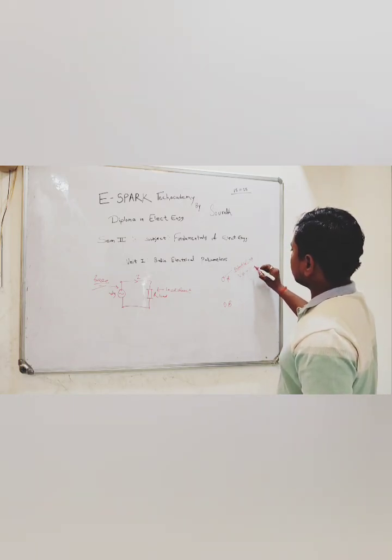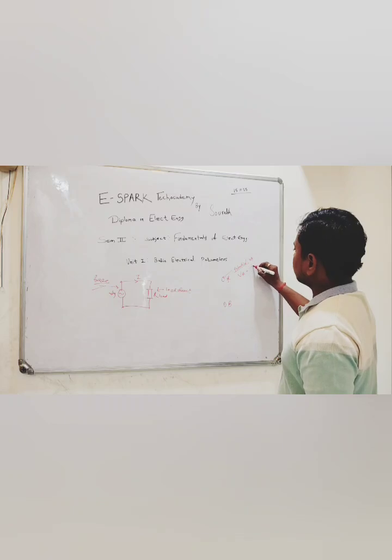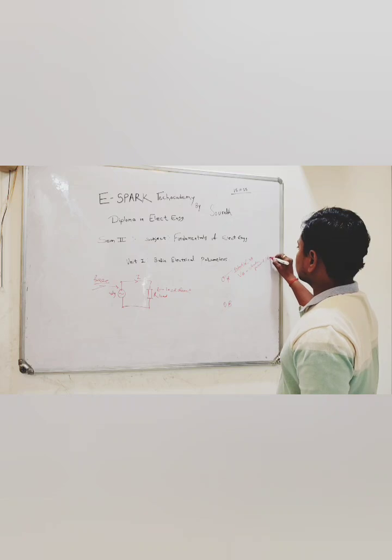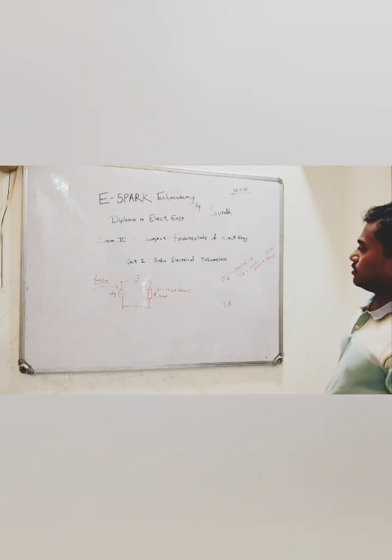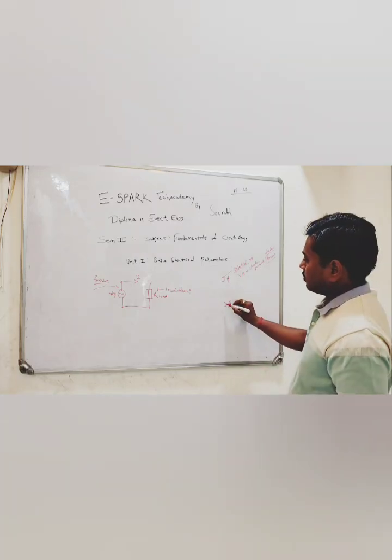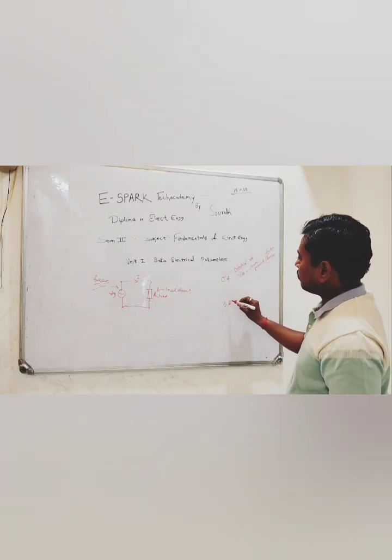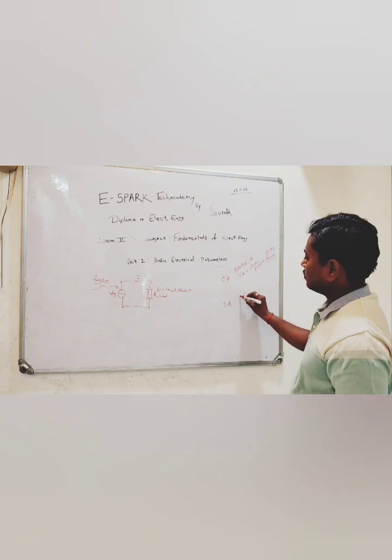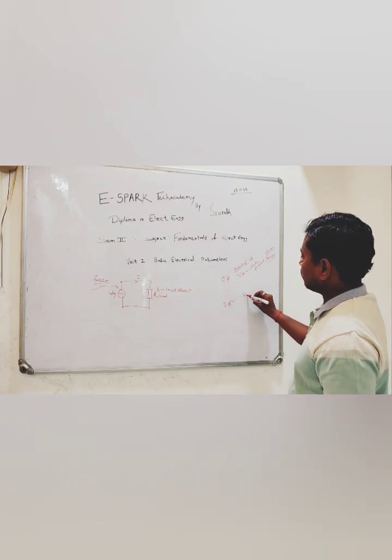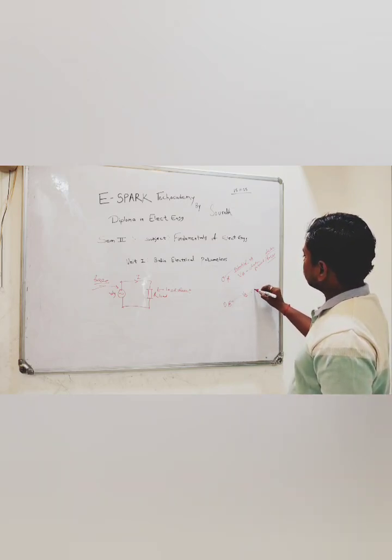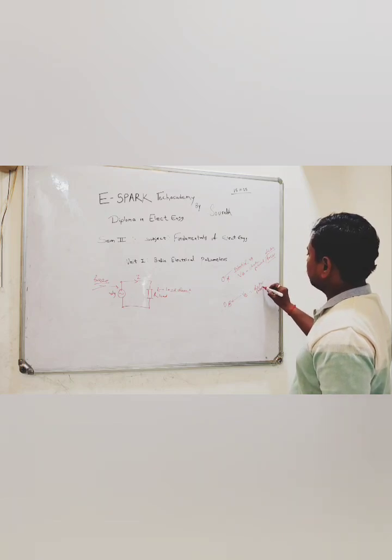It is nothing but electric potential, or electric force, you can say. And for point B, this will be VB, nothing but the electric potential at point B.